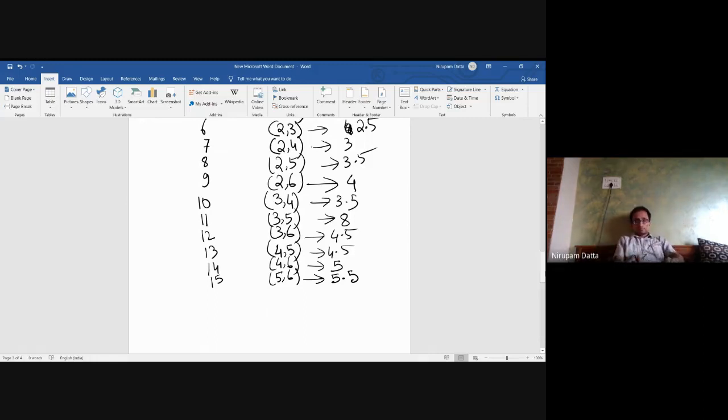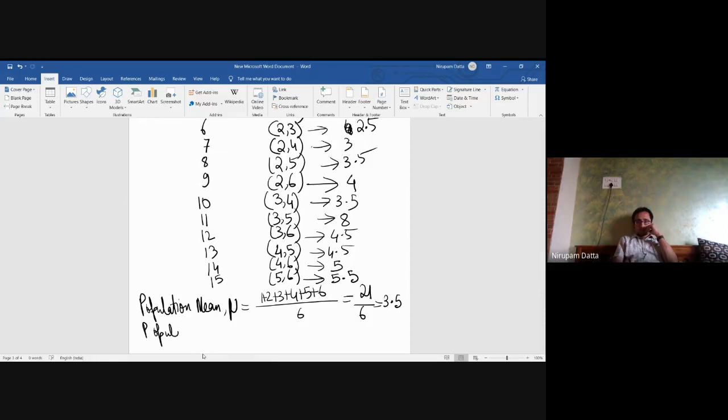First, we need to find the population mean. 1 plus 2 plus 3 plus 4 plus 5 plus 6 divided by 6. So 1 plus 2 is 3, 3 plus 3 is 6, 6 plus 4 is 10, 10 plus 5 is 15, 15 plus 6 is 21. 21 by 6 is 3.5. Now we'll have to find the population variance.